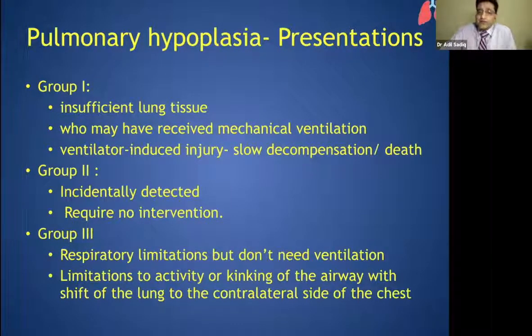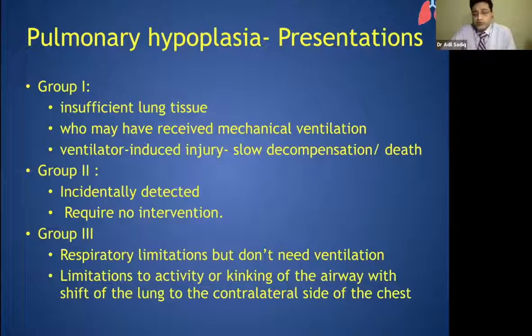So there are three groups of presentation of patients with pulmonary hypoplasia, and Group 1 is the one who are severely affected. They have insufficient lung tissue for them to survive. Many of them have received mechanical ventilation, and they either have ventilator-induced injury, which slowly causes decompensation and death. So this group of patients is usually fatal, the one that I spoke about earlier.